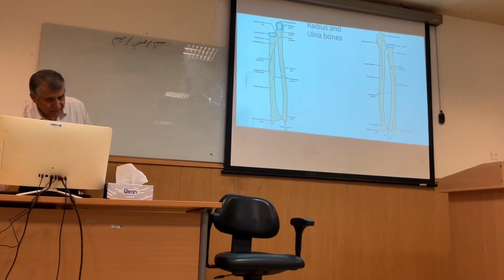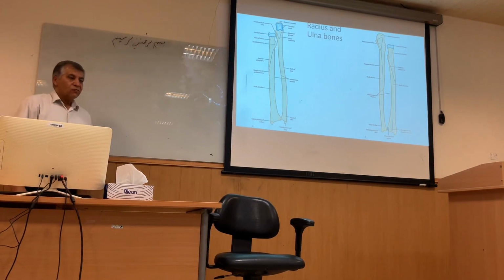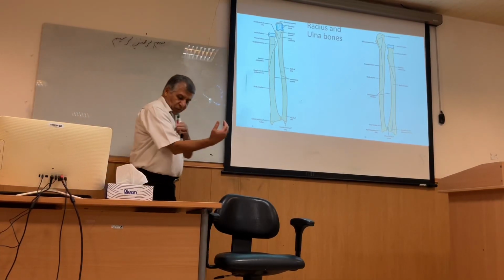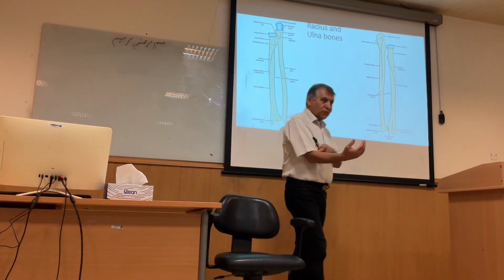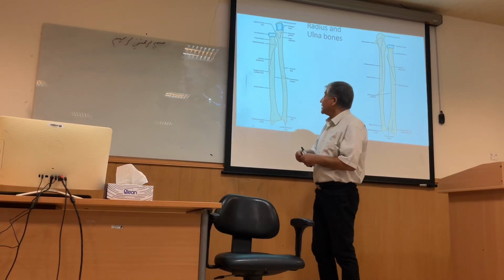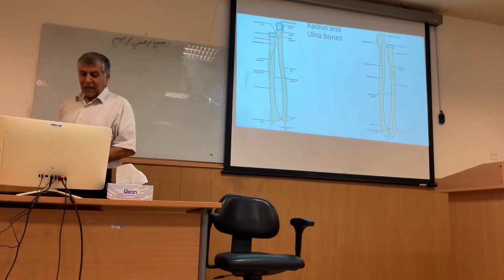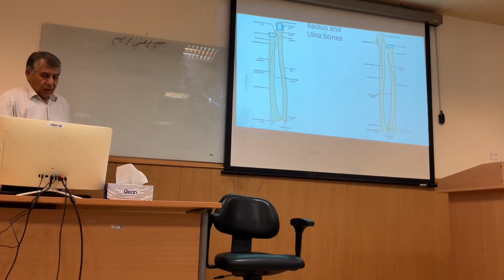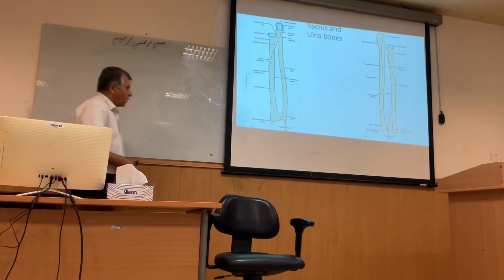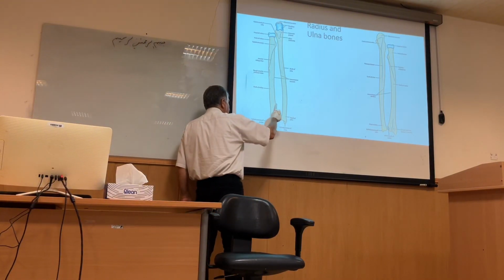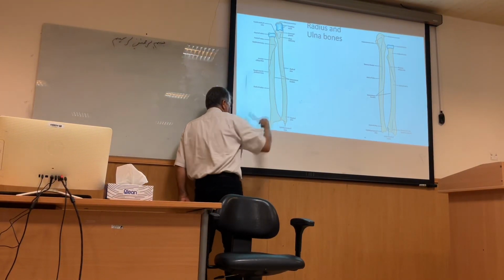The radial tuberosity is important because the tendon of biceps brachii attaches to it. The shaft or body has no important structure except the medial border.